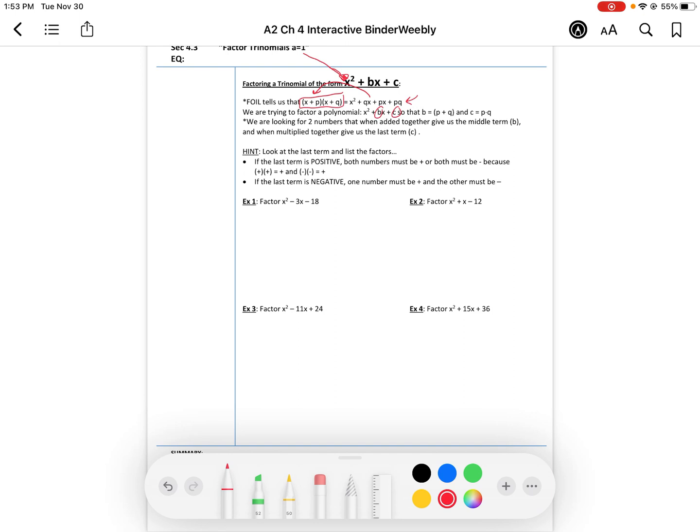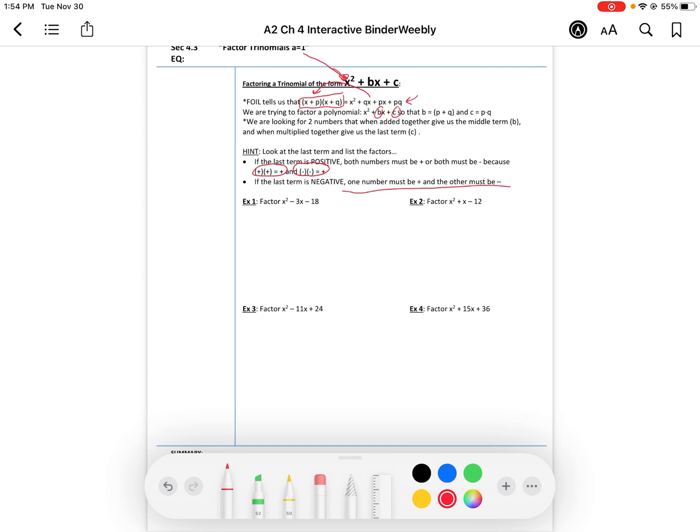So here's a hint. You look at the last term, the last value in the polynomial. If the last term is positive, then the two numbers that you're multiplying together must both be positive or both be negative, because a negative times a negative is a positive, and so is a positive times a positive. If that last term is negative, that's an indication that one number must be positive and one number must be negative. That's a good way to start narrowing down the options.